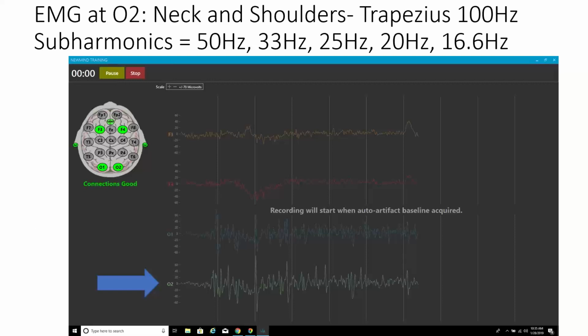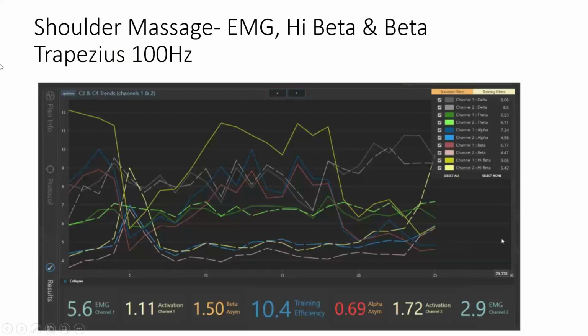So trapezius muscle will just wipe out everything, make everything go high, because it's in the millivolt range and your EEG's in the microvolt range. So here might be what my trapezius looks like, high beta and beta, 100 hertz. But we're not getting anything in the 40 hertz range. Interesting. So you see it gets kind of complicated.